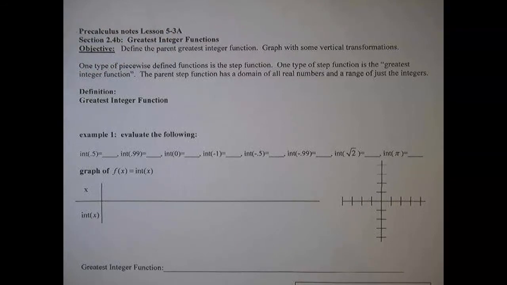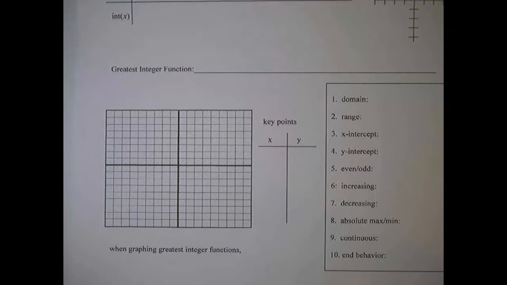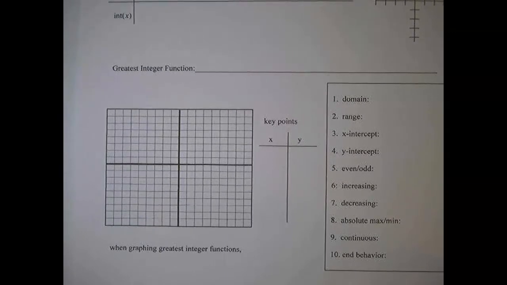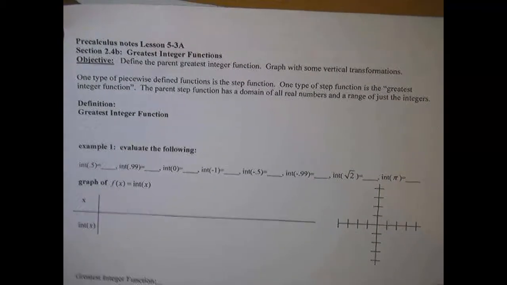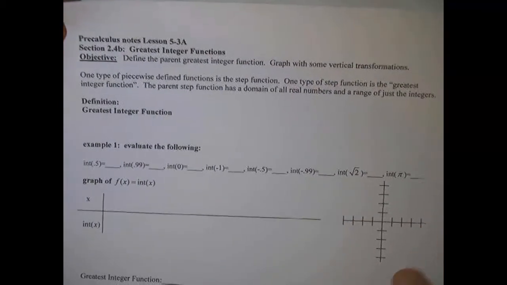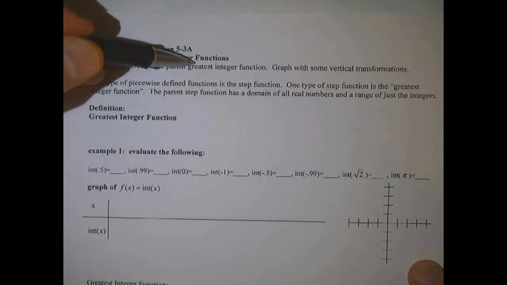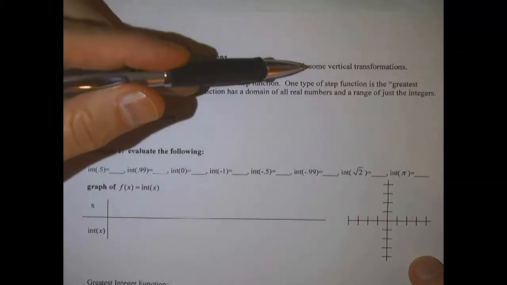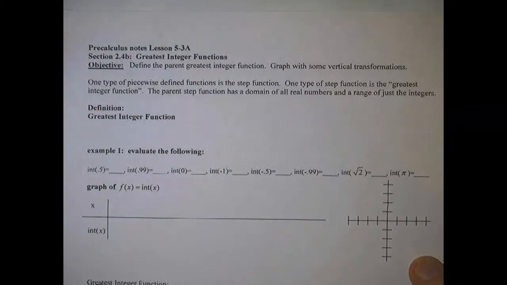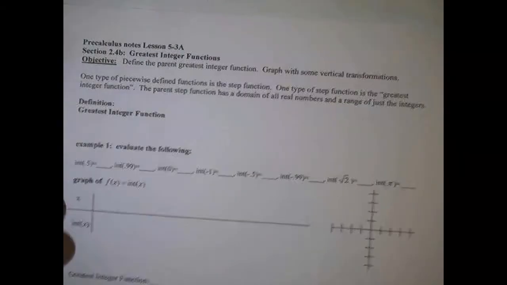Alright, so this is another parent function. If you look at the page of notes here on the bottom, we're going to be adding another half page to our list of parent functions. It can be a pretty important function in some applications. So define the greatest integer function, graph with some vertical transformations. We're only going to look at transformations that are vertical for this class on the greatest integer function. But first let's see what it is, okay?